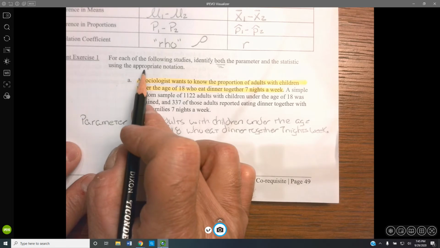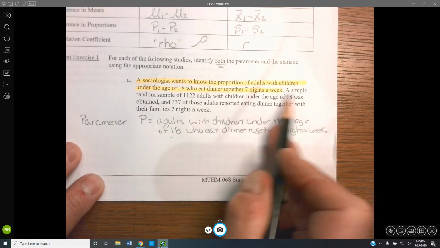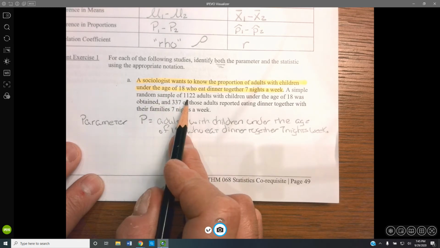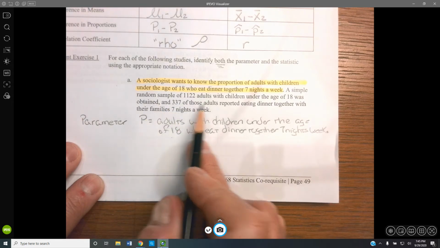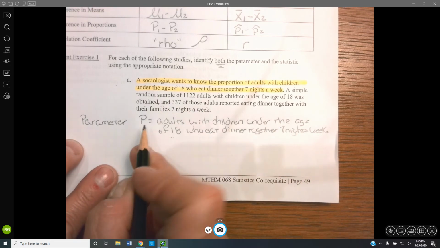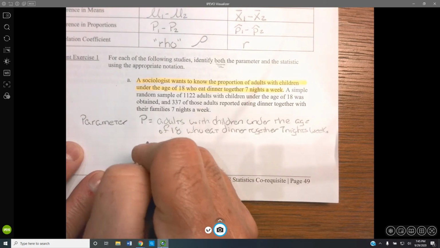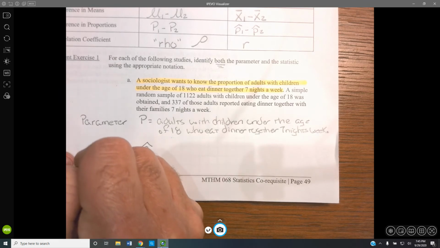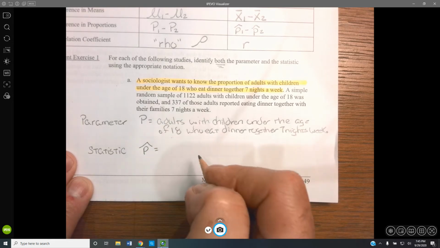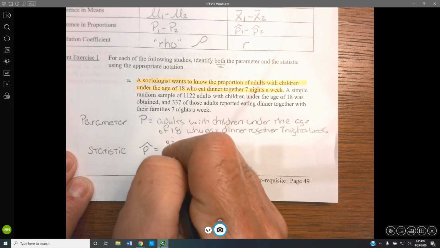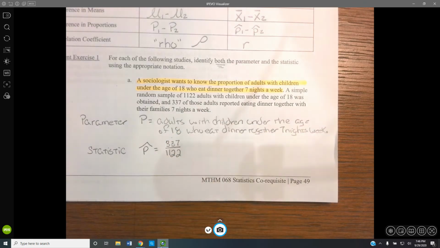Now we're supposed to find the statistic that goes along with that. Remember, the statistic is part of the sample. We keep reading. A simple random sample of 1,122 adults with children under the age of 18 was obtained, and 337 of those adults reported eating dinner together. Remember that if we're talking about a proportion in a sample, this is my statistic. My statistic is p hat. P hat is 337 reported it out of a sample of 1,122.